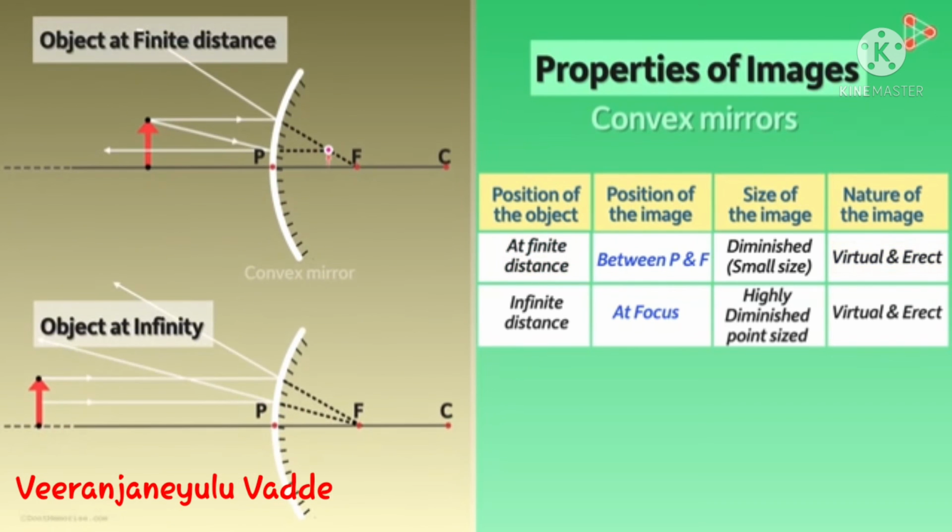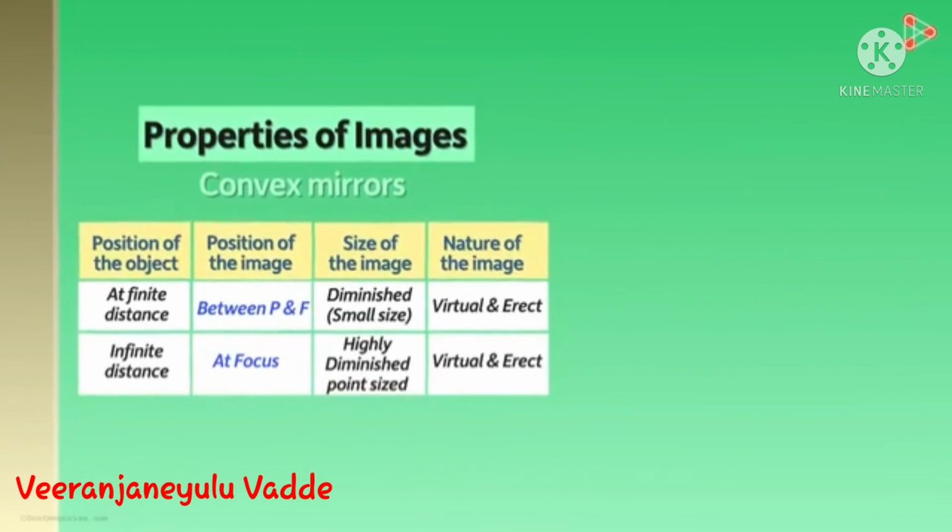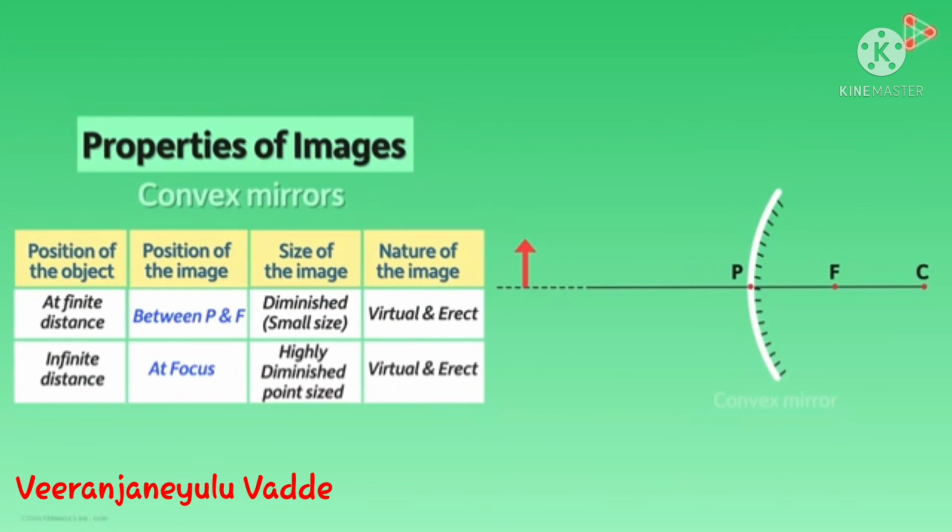So, these two are the ray diagrams representing the image and its properties. When the object is infinitely away from the mirror, we get a point-size image at the focal point. And as we keep moving the object towards the mirror, the size of the image keeps increasing and it appears to be coming closer to the backside of the mirror.